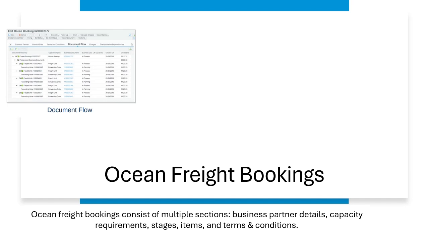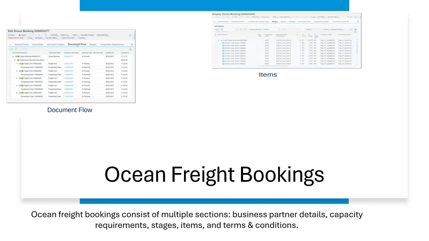So this shows how a document is associated with an ocean freight booking, and how various documents interact through the shipping process. By providing a visual representation of document relationships, users can navigate between different stages of the booking, which also ensures that all required documents are completed and tracked appropriately. So this also shows the understanding of the document flow for effective logistic management, as it directly impacts the transportation process. And next is the items.